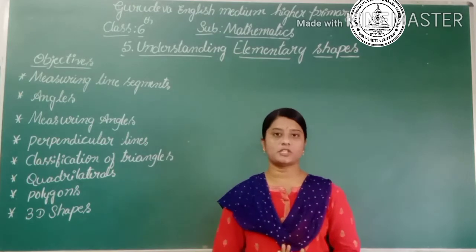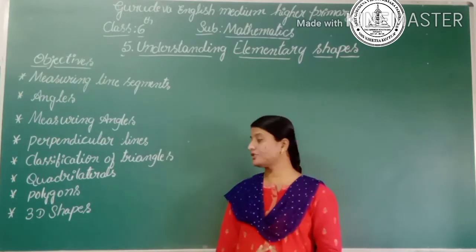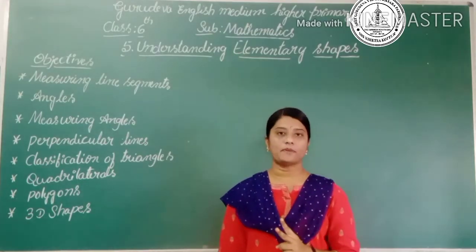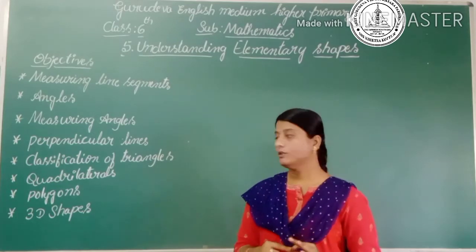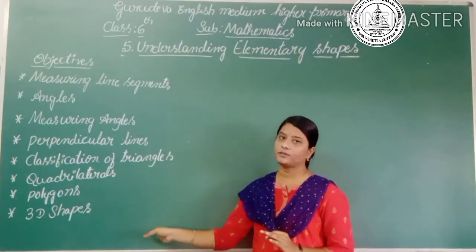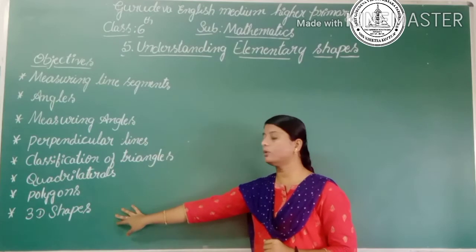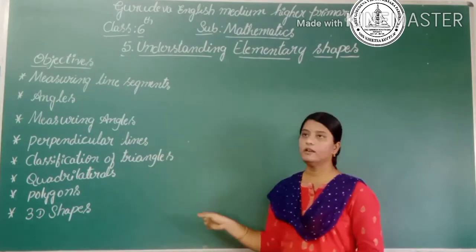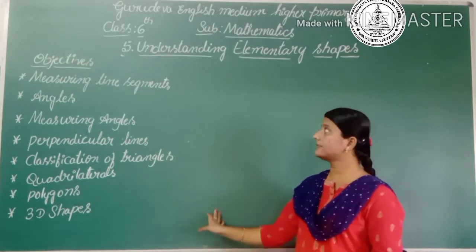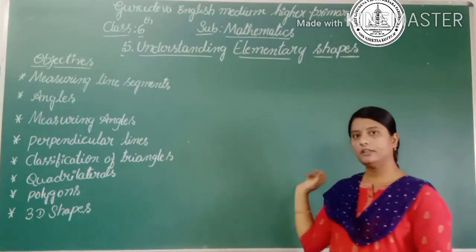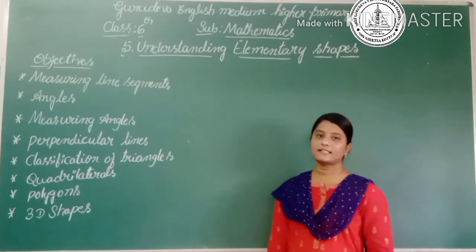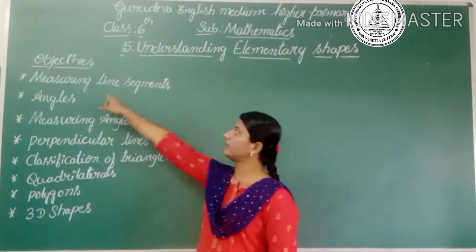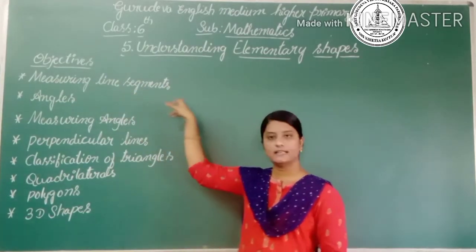Then what about 2D shapes? They are objects or shapes having only two dimensions, meaning length and breadth. So they are called 2D shapes. Here we will learn about different 3D shapes. So it's all about the fifth lesson, understanding elementary shapes. First let's see the first objective, measuring line segments.